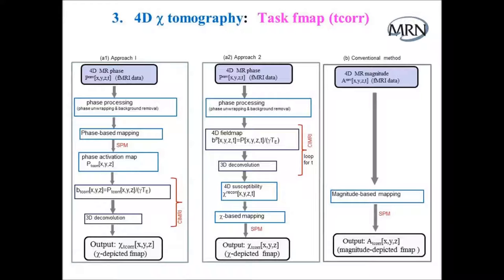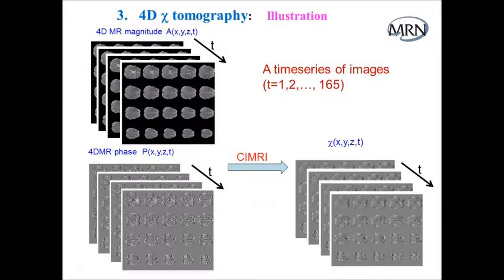Technically, we get the 4D chi or 4D phase, and want to get the chi-based functional mapping with this technology. This is a conventional magnitude-based technology. Here you invest the inverse MI, here a different method of inverse MI. So this illustration: the 4D magnitude we get from the machine, the 4D phase we also get from the machine, but using the inverse technology we get the 4D chi like this.